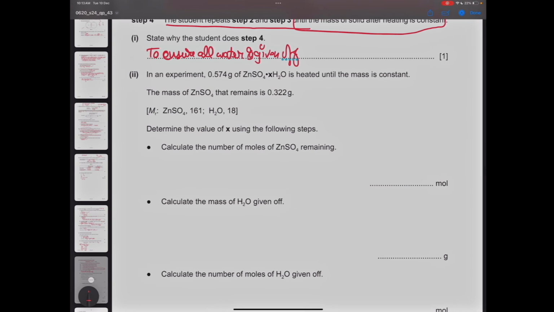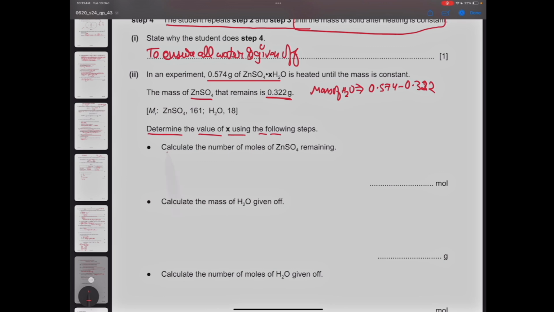Now, in an experiment, 0.574 grams of this is heated until the mass is constant. The mass of ZnSO4 that remains is 0.322 grams. So they're telling you that the hydrated compound has this much mass, but the anhydrous form of it contains this much mass. So what is the mass of water? Mass of water will be 0.574 minus 0.322, and we will solve this later on. Determine the value of X using the following steps. So we have to follow through the steps, and in the final step, we have to find the value of X.